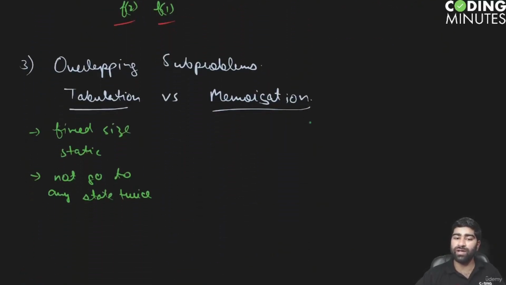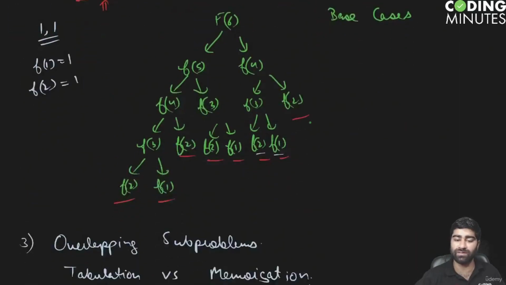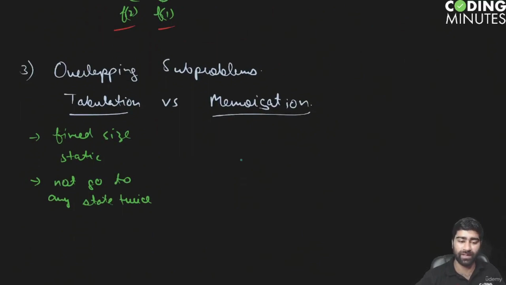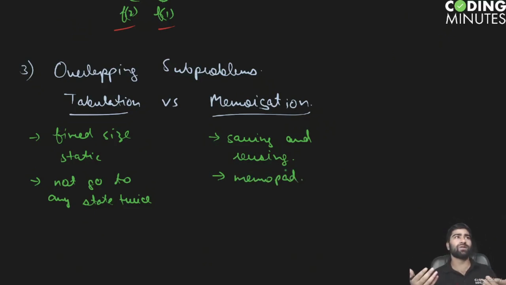So to avoid calculating twice, to avoid all these recursive calls twice, what we'll do is we'll simply use memoization. That means it's kind of like a visited array. If you have already visited it, then don't visit it again, right? So it is saving and reusing. So here we'll have a memo pad, right? So what's a memo pad? You can take a map, you can take an array, whatever you want.